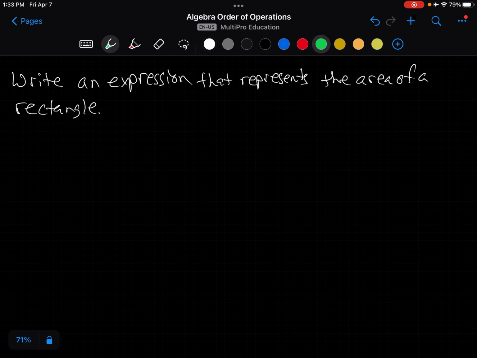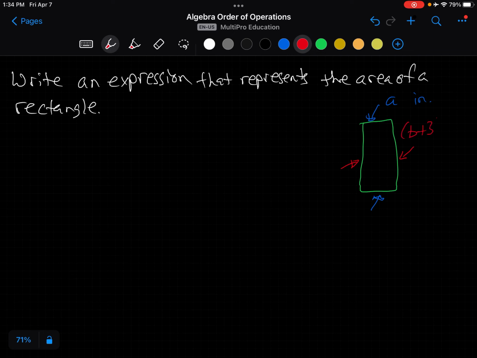All right, so let's draw over here a rectangle. And let's draw it a little bit different. Let's try again. Let's say it looks like this. And let's say this side here, which is the same as this side here, this is A in inches. Okay? And then let's say this side here, which is the same as this side here, this is B plus 3 in inches.